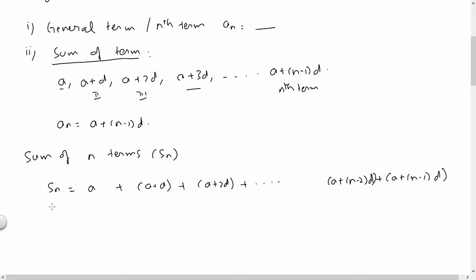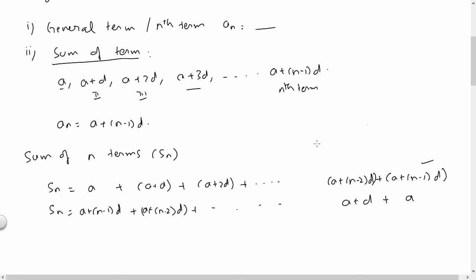Now what we will do is, we will once again write what is Sn, but this time we will list the terms in the reverse way. That is, first we will list the nth term. So under this I will write a plus n minus 1 into d, plus the next term a plus n minus 2 into d, plus, and so on till the last term will come, which is a. Here the second term will come, which is a plus d.